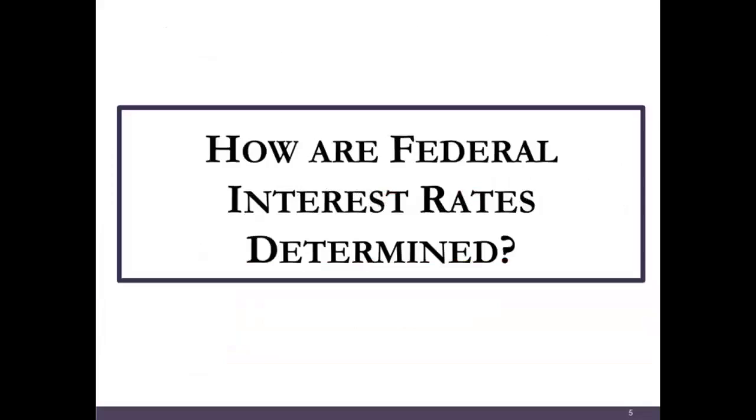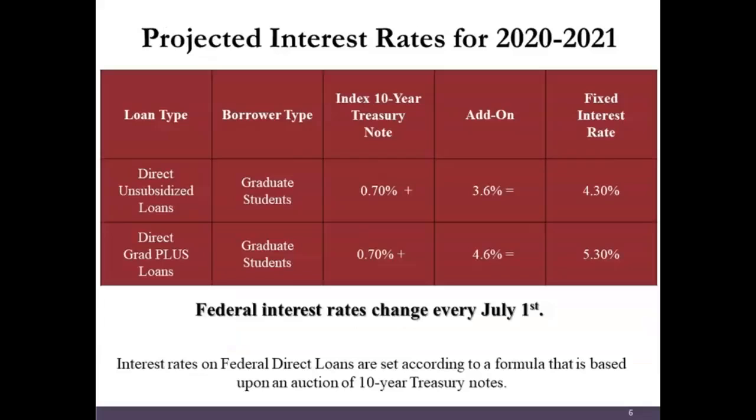So how are federal interest rates determined? This is the projected interest rate for 2021. Luckily, we just got that projection this morning, which is what I was waiting for to finish the presentation. So we do have information that the potential interest rates for 2021, beginning July 1st of this year, will be 4.30 for the direct unsubsidized loan and 5.30 for the direct grad plus loans.